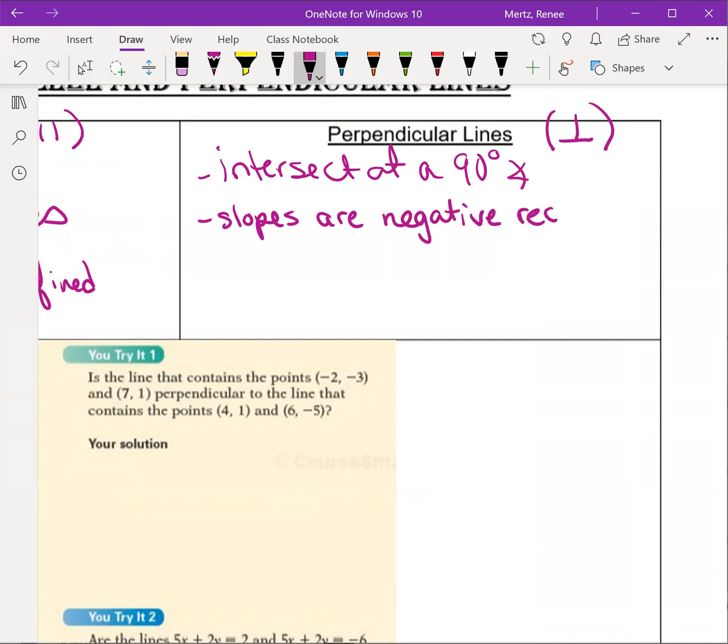So what does that mean? If I have a slope of 3/4, what is the negative reciprocal of 3/4? Negative means we negate it. Reciprocal means we flip the fraction.